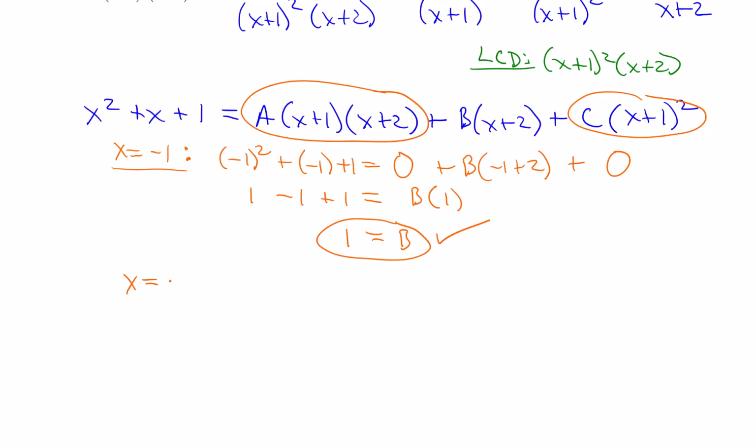So we're going to write it this way. If x equals -2, we go back through the entire thing. That means we have -2 squared plus -2 plus 1. That was the left side of our equation.